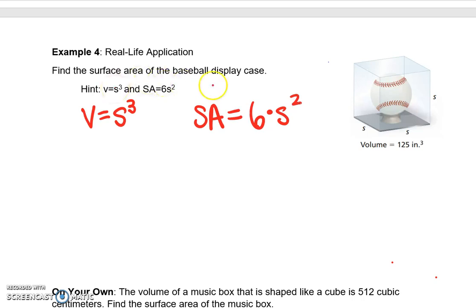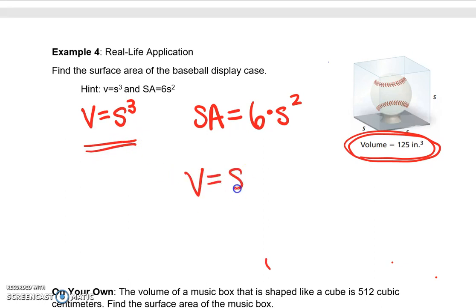So we need to find the surface area of this baseball display case first. So the surface area is 6 times S squared. The problem is that doesn't really help me because I don't know what S is. I need to find S first. And actually, to find S first, we're going to use information that they gave us to solve for S before I can find the surface area. So let's use this equation first over here. Volume is equal to side cubed.